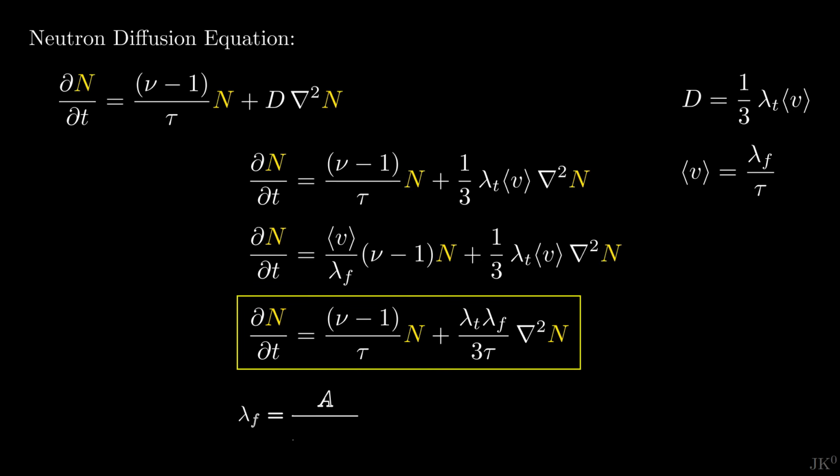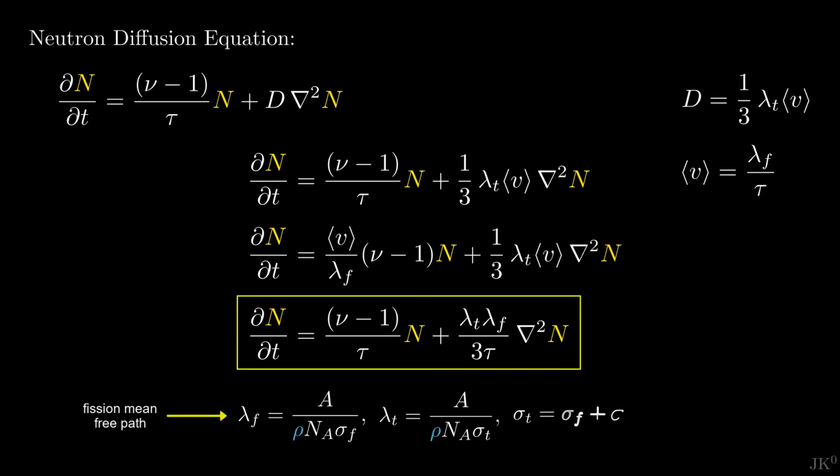I mentioned earlier something called the transport mean-free path. This is just a name to indicate that this mean-free path does not refer uniquely to fission or elastic scattering, but in fact is a combination of both. So keep in mind that we have two mean-free paths, one for fission, which is written in terms of the fission cross-section, and a transport mean-free path written in terms of the transport cross-section, which is simply the cross-section of fission plus the cross-section of elastic scattering.